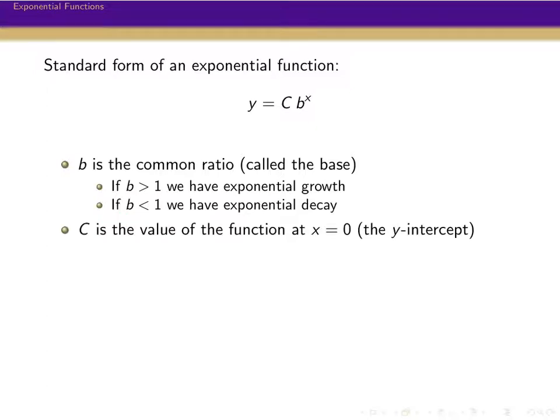Okay. This constant c plays the role of the y-intercept, like in the slope-intercept form of a line. It is the value of the function at x equals 0. It's the y value where the graph crosses the y-axis.